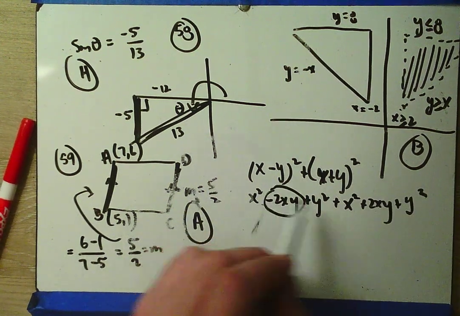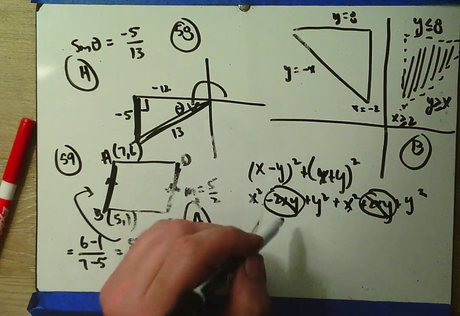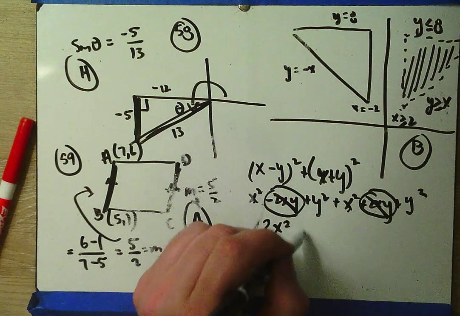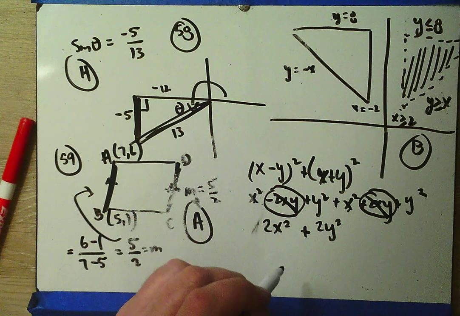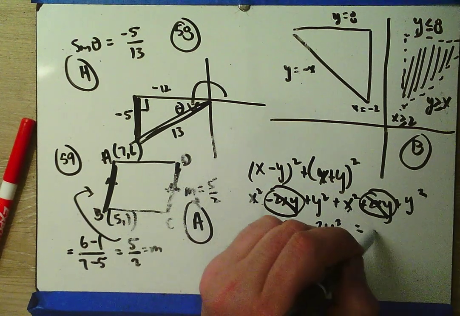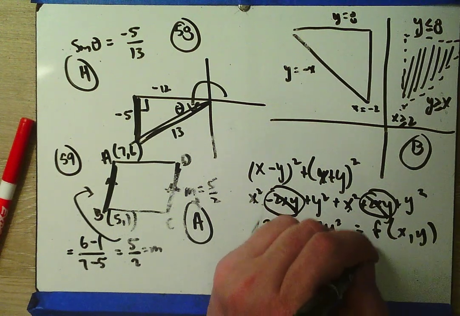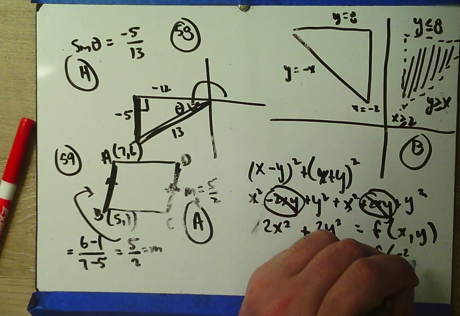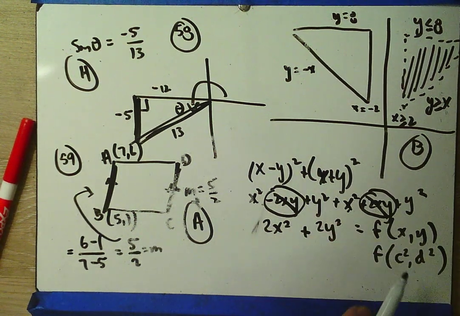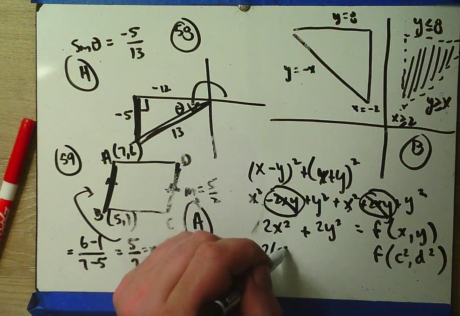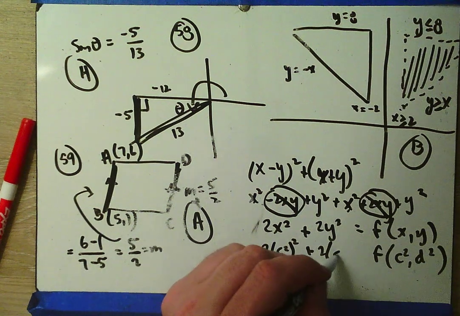I notice that these cancel each other out. I've got one of these plus one of these for 2x squared, and one of these plus one of these for 2y squared. So this is our function in terms of x and y. But we're asked to evaluate the function at c squared, d squared, which means I'm going to replace x's with c squared and y's with d squared.